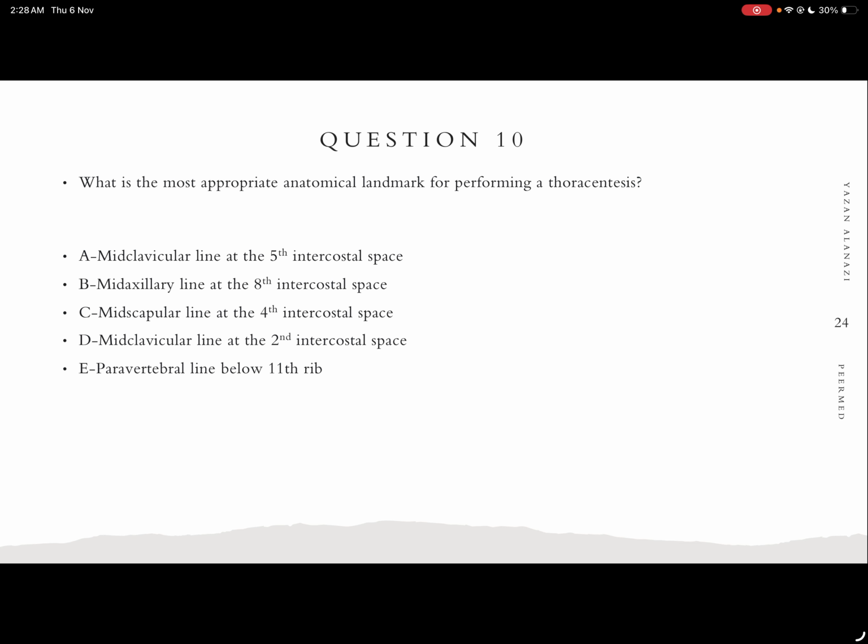And question 10, which is the last question: what is the most appropriate anatomical landmark for performing a thoracentesis? It's in the mid-axillary line at the 8th intercostal space. As I told you, why 8th? Because if we don't see 7th, that would be excellent. So we can say it's between the 7th to the 8th or from the 8th to the 10th. Okay, so we have the mid-axillary line at the 8th intercostal space.